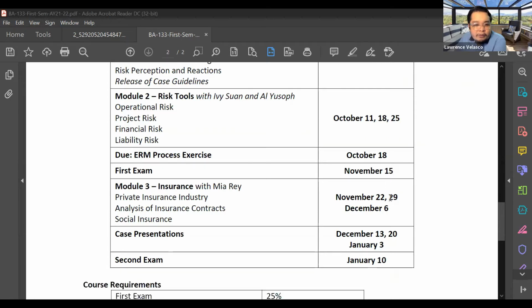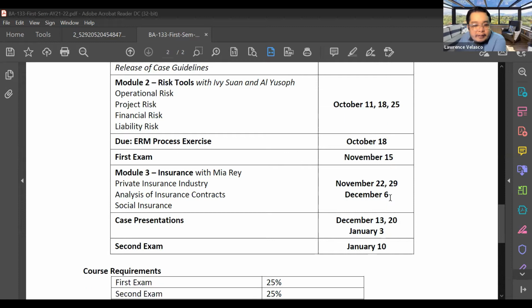Module 3 will cover insurance. So that will be covered by Dr. Ray. Okay, so a discussion on insurance markets, analysis of contracts, social and private insurance. And what's the role of insurance in the economy? And what's the role of insurance in risk management? There will be case presentations at the end.